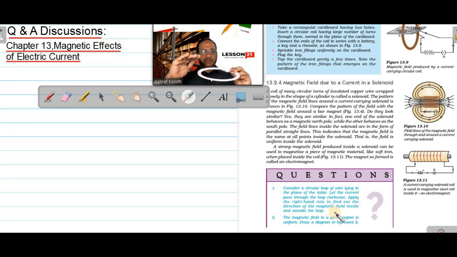So I should keep the right hand on this loop, with the thumb in the direction of flow of current. For me this is the clockwise direction. Imagine in front of you there is a circular loop like this, and I am holding this loop with the fingers, the thumb pointing in the direction of current. The current is flowing clockwise, and I am holding like this.